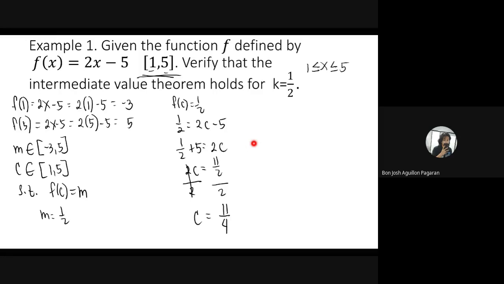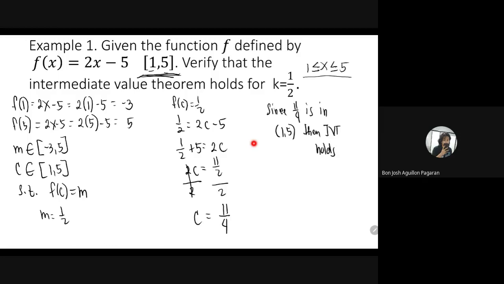Okay? Kung nalilito kayo doon sa paggamit natin na ang, anong tawag nito? Kalimutan ko. Kasi sanay kayo yata sa ganito eh. Yung x greater than or equal to 1 but less than or equal to 5. Okay? So since 11 over 4 is in, you take note of the symbol. Naka-close, naka-open ako. Is in 1, 5, then IVT holds.